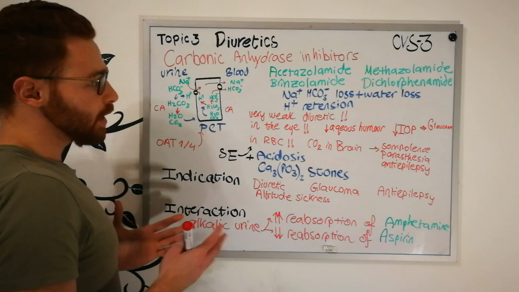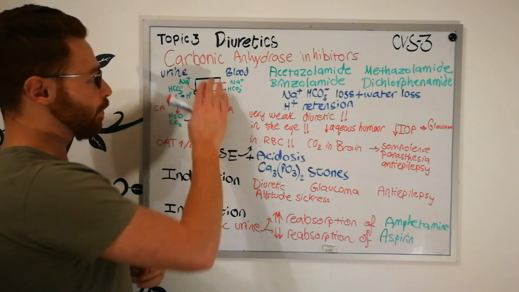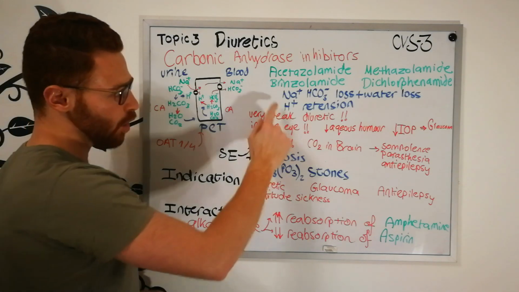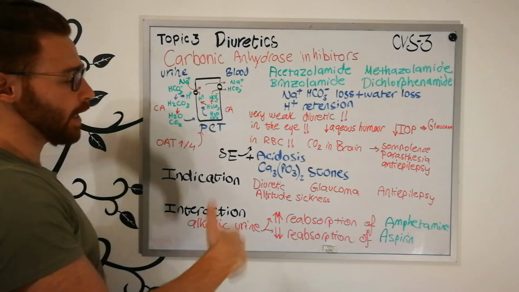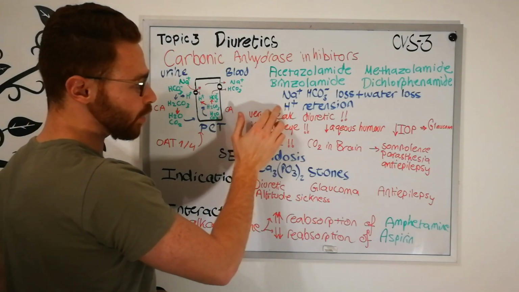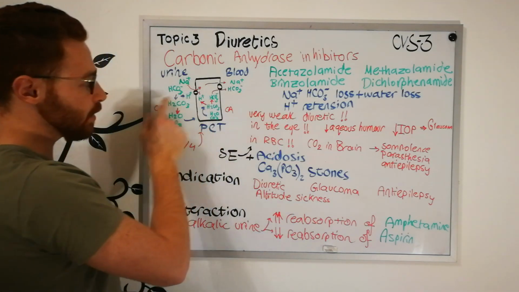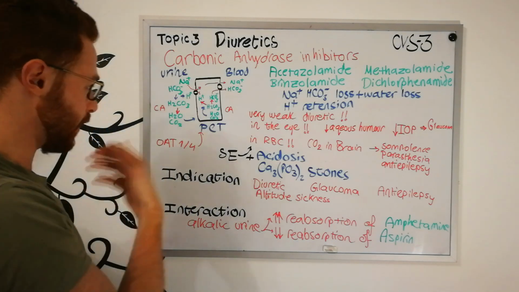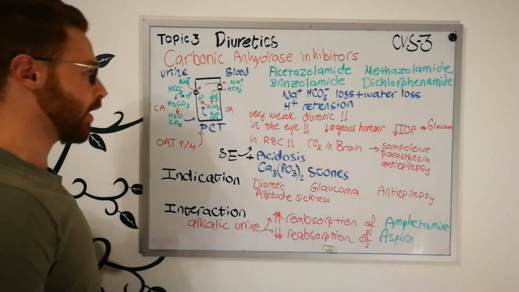So what is the net result of applying the carbonic anhydrase inhibitors? We said that there is going to be loss of the sodium and the bicarbonate and a consequent loss of the water, and there is going to be proton retention because we're not going to be eliminating any protons through this process, right?